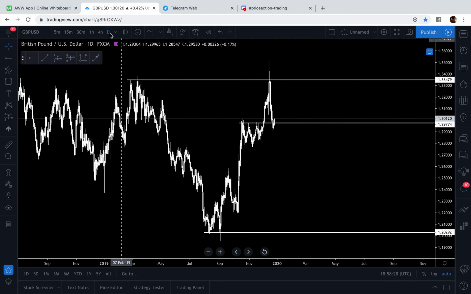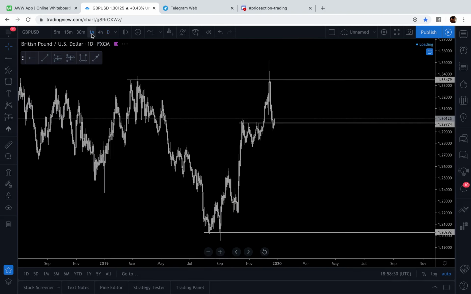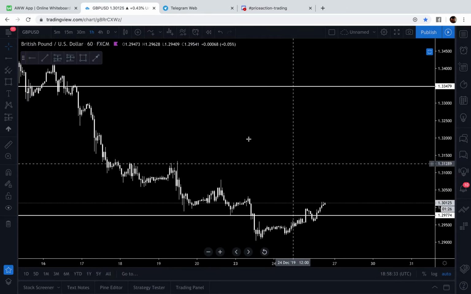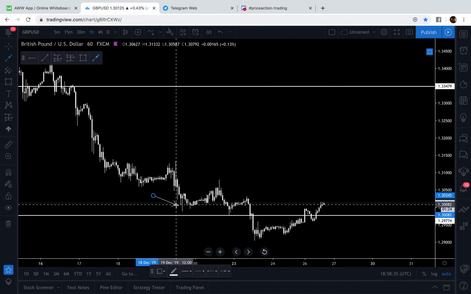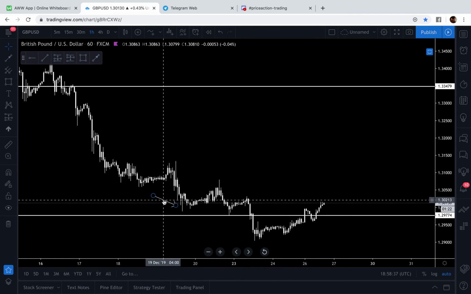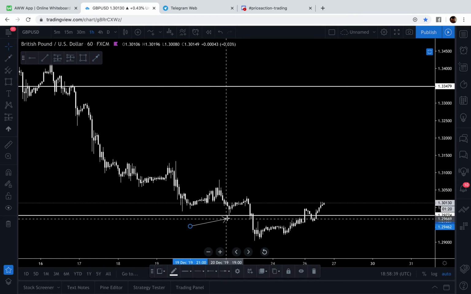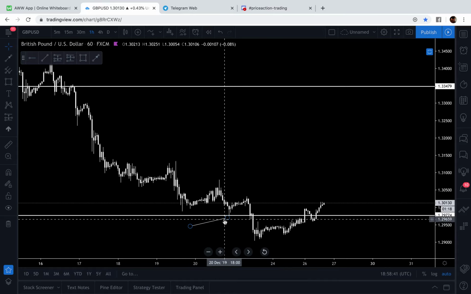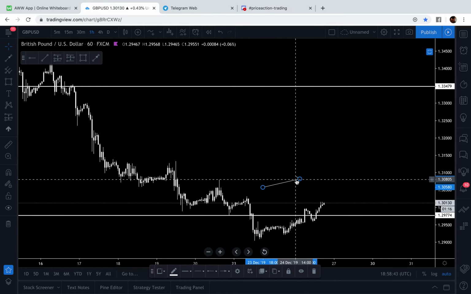The only time frames I use are the daily and H4, and every now and then I'll dip into the 1 hour chart to just simply look at the wicks to see what price is doing at significant daily and 4 hour zones. So that's all I'll do. I'll just go here and look at what the wicks are doing.